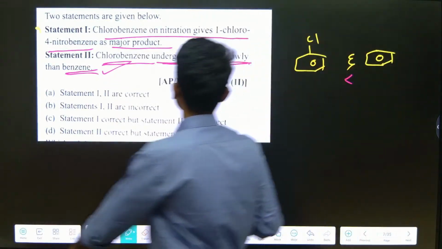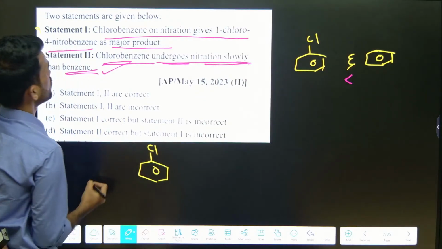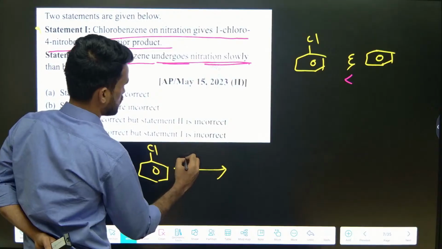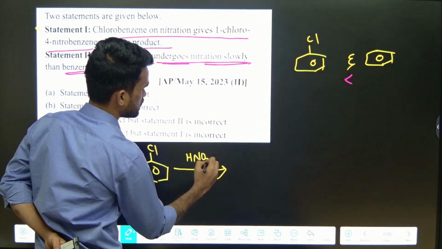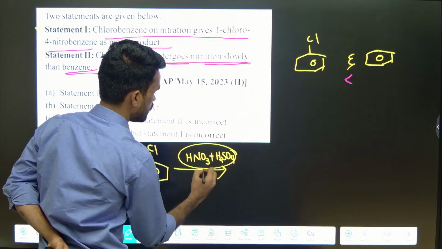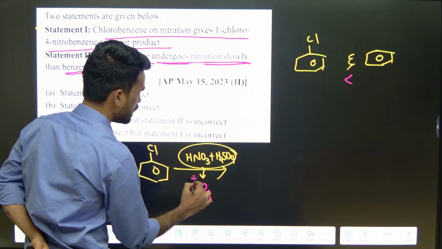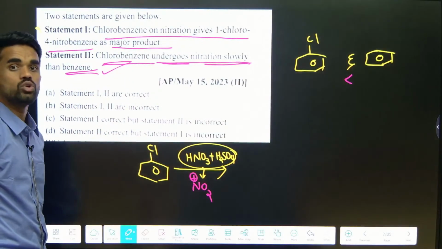Take chlorobenzene. Nitration takes place with a nitric acid plus sulfuric acid mixture, and from these we get an electrophile. What is the electrophile formed here? NO2 plus. We can call it the nitronium ion.